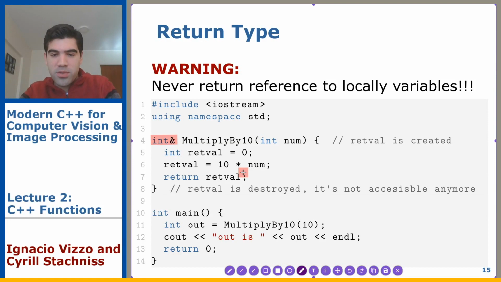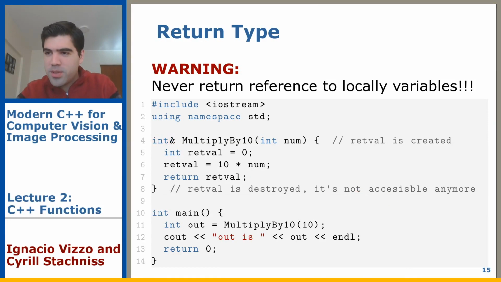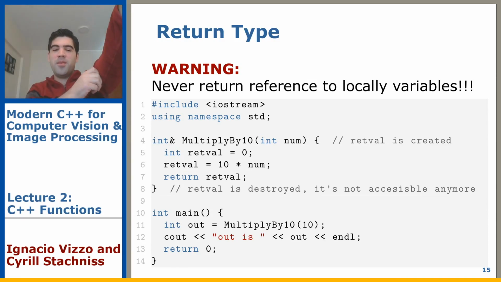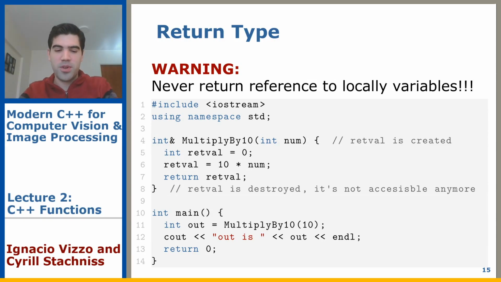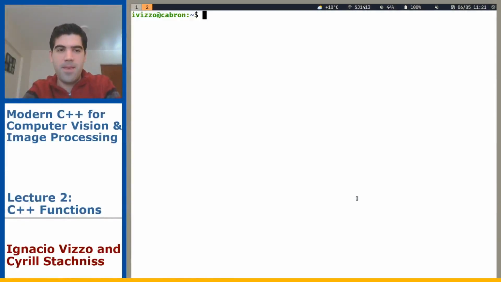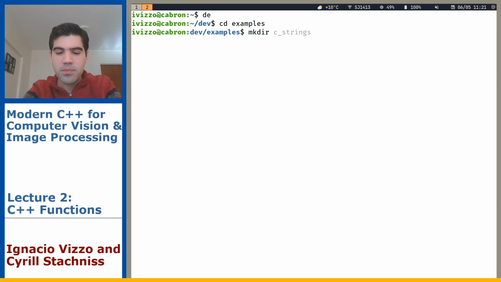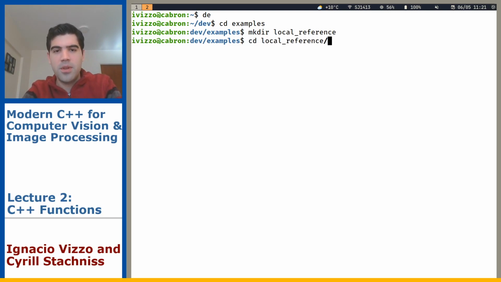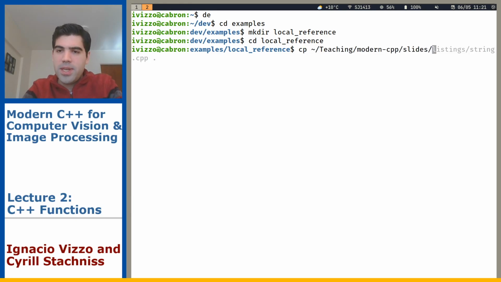So let's try to see what is going on. This looks like legitimate C++ code, but you will see that it's actually not working. So let's create the examples, and then let's create a directory called local reference, and then slice.